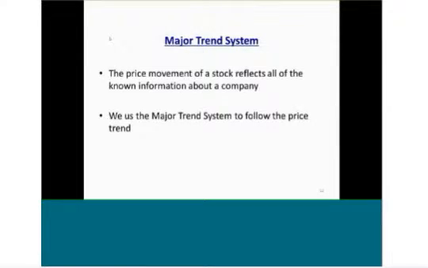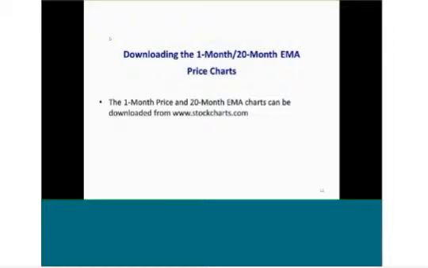All the information that's known about that company is reflected in the stock price. So we simply use the major trend system to follow that stock price. And the 1 month, 20-month EMA indicators can be downloaded from stockcharts.com. And you need the basic subscription for that. I think that's $15 a month, the last time I checked.